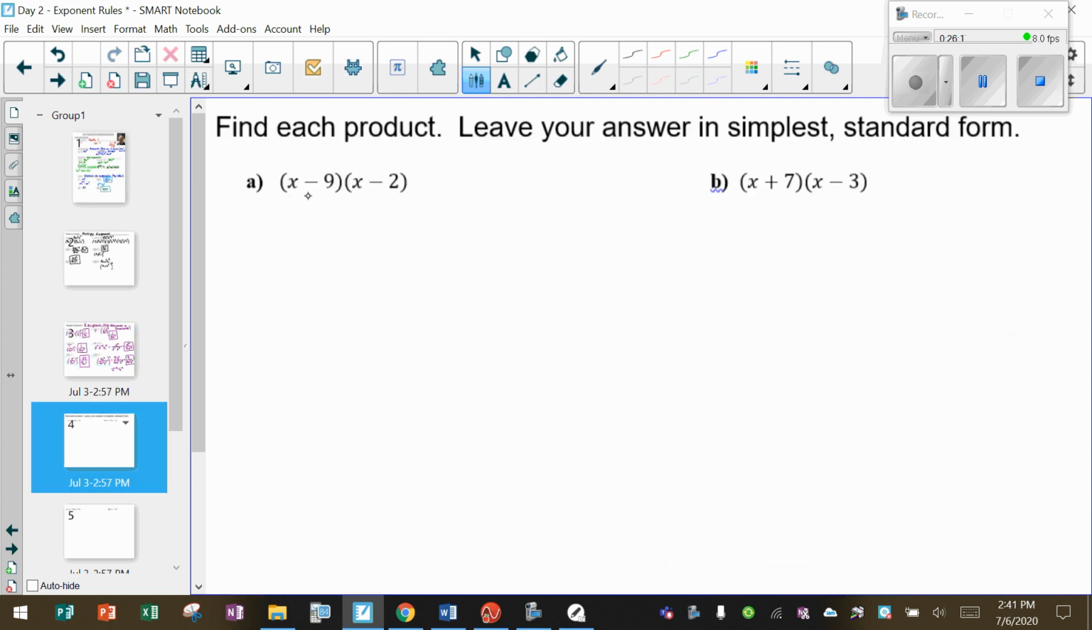This is x minus 9. That's two terms. X is one of them, 9 is the other.